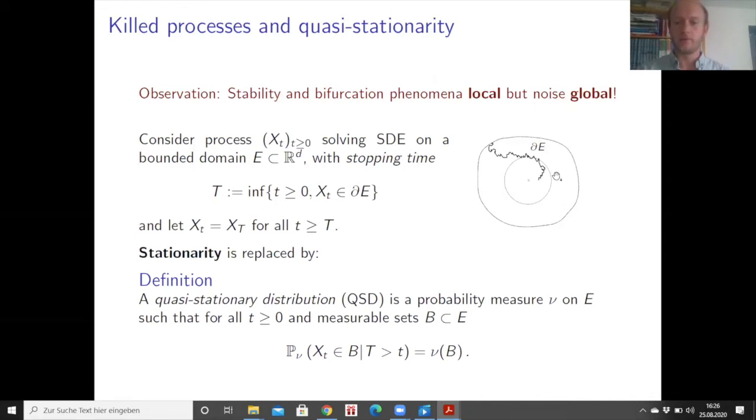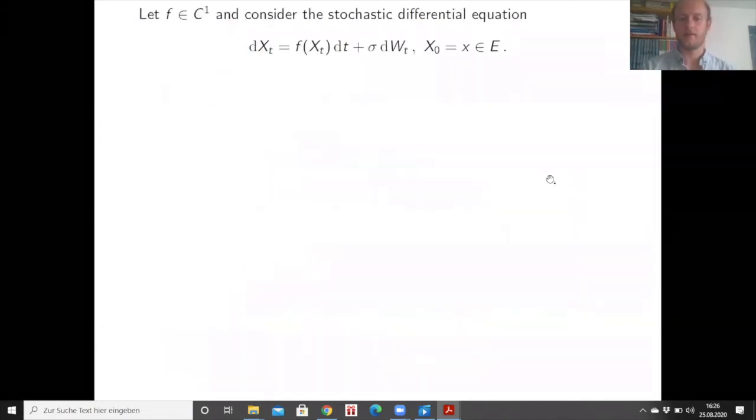So since you lose mass out of this bounded domain, you can't really have stationarity, but you can have quasi-stationary distributions, in the sense that if you start with a probability measure and now you check where your trajectories are, for example, if you want to see the probability with which they are in some set B, then what you look at is not really this pure probability, but a reconditioned probability on surviving in the set.